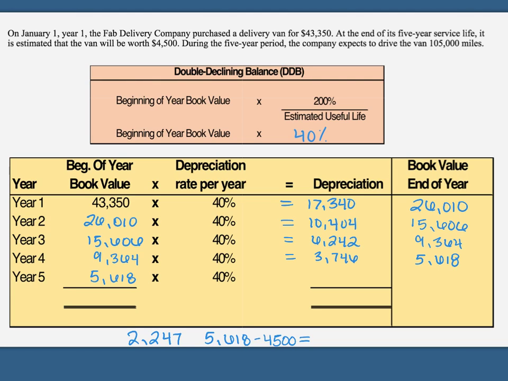So 5,618 minus 4,500 gives us 1,118. We'll put that in for year 5, and that's going to give us our end value of 4,500. And over here with our depreciation, this again as a check always adds up to our depreciable base, which is 38,850.